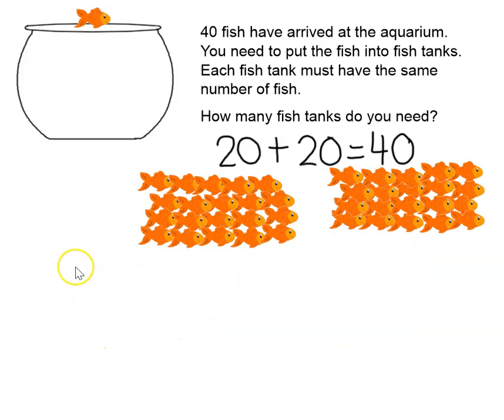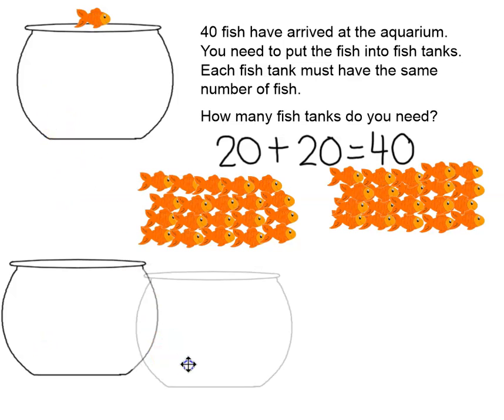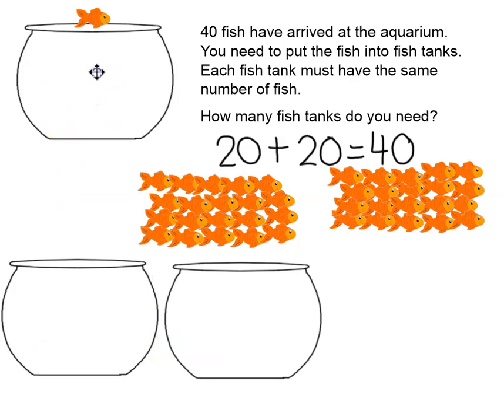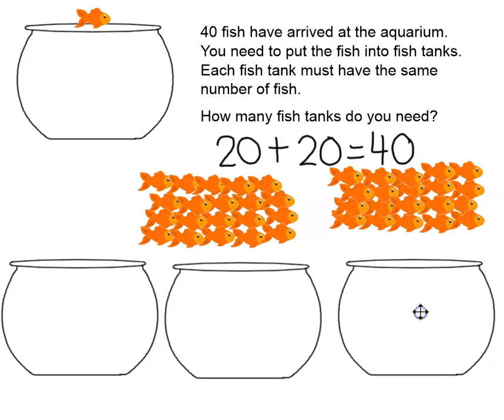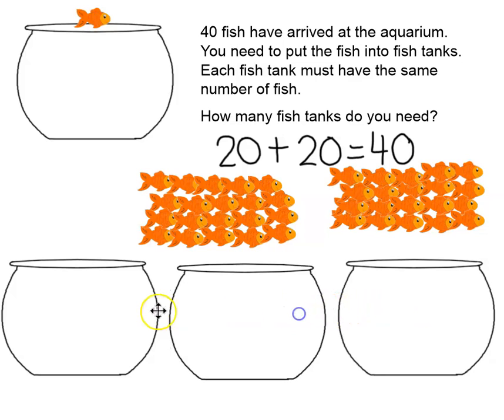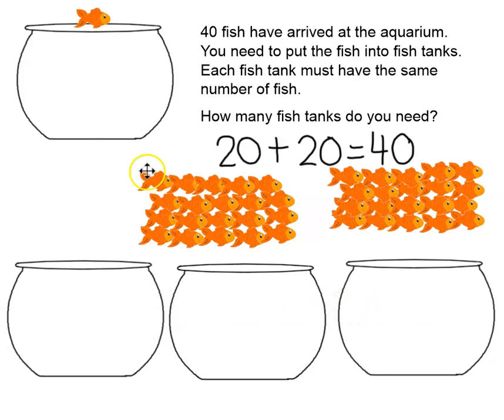So now we're going to try to solve it a different way. So we had 20 plus 20 equals 40. So instead of using just 2 tanks, let's try it with 3 tanks. Do you think that we can have the same number of fish in each tank? So let's try it by moving the fish.